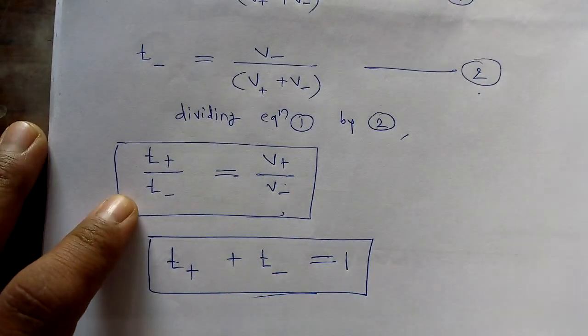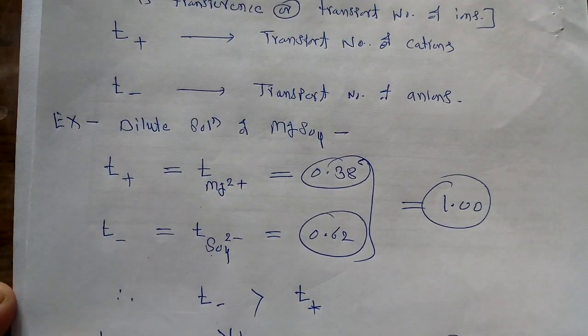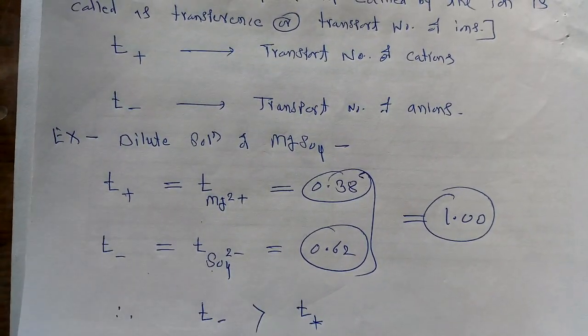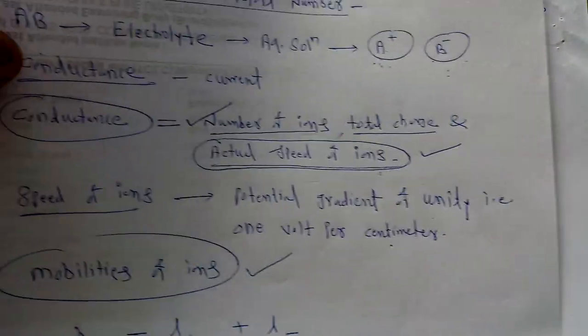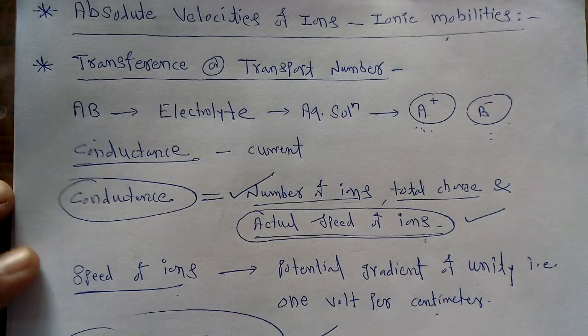So these are the important concepts regarding the ions of the electrolytic solution and the current carrying capacity of a particular electrolytic solution. The remaining points from the chapter we will take in the next lecture.